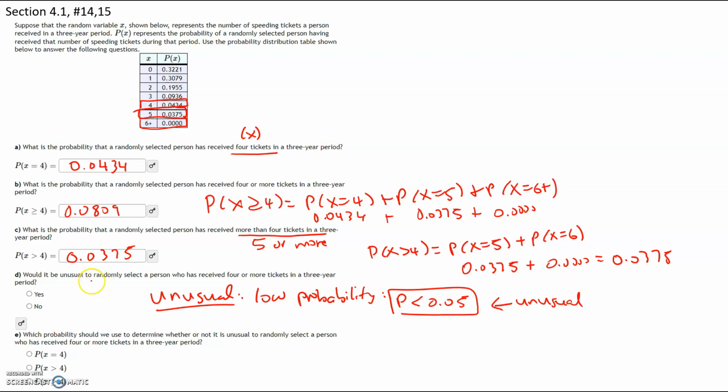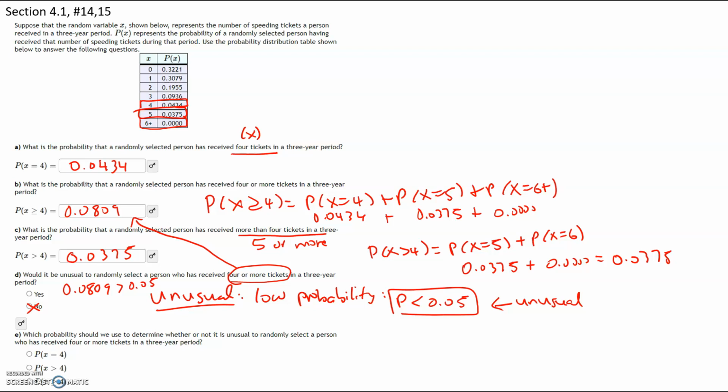So it says, would it be unusual to randomly select a person who has received 4 or more tickets? So let's take a look at 4 or more tickets. That's from part B. That's greater than or equal to 4. That probability is 0.0809. Now, unusual is when the probability is less than 0.05. But this probability, 0.0809, is greater than 0.05. And if it's greater than 0.05, then that's not unusual. If it was less than 0.05, then yes, it would be unusual.